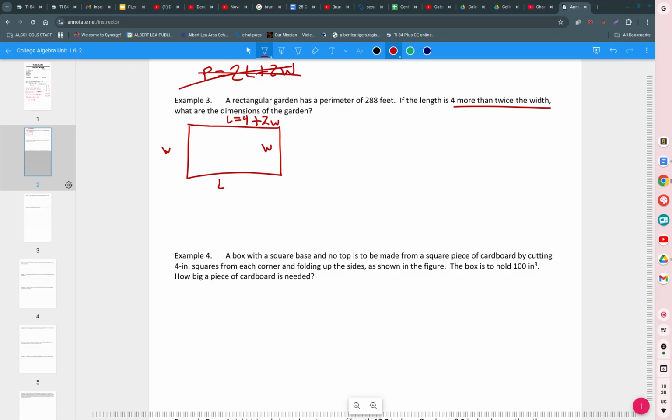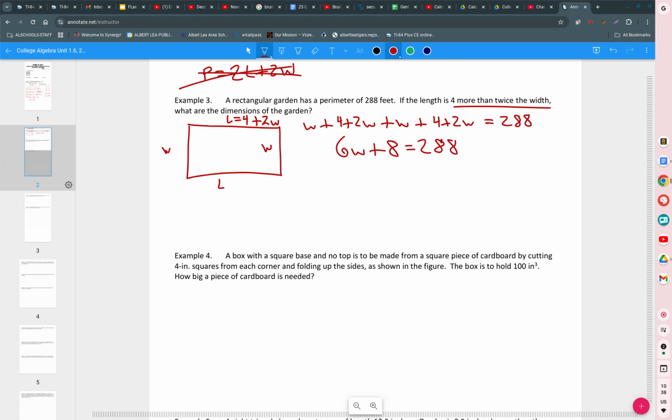So we just do that. We're going to have W plus 4 plus 2W. So I've gone halfway around. And now I'm going to add up another W, and then I have another 4 plus 2W. And that's equal to apparently 288 feet. Okay. So I'm going to combine my like terms. I have a total of how many W's? 6. 6 of the W's plus 8 is equal to 288.